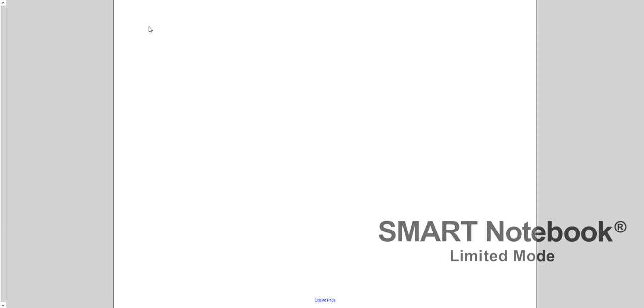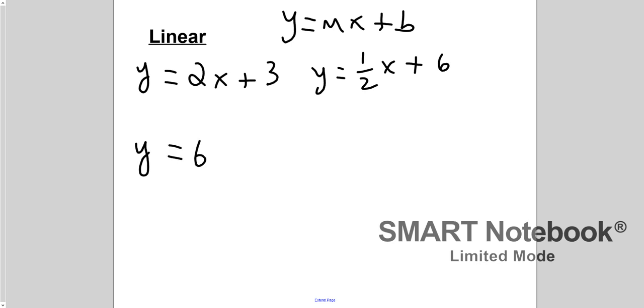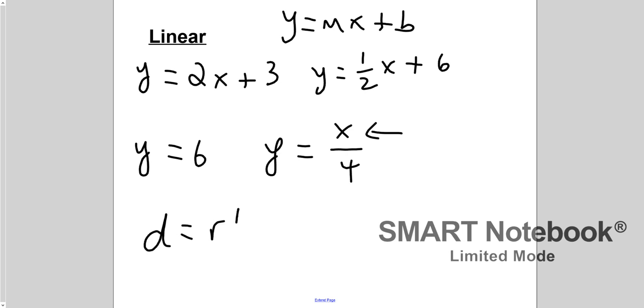Now here are some examples of equations that are linear that you can expect to see. So you might see things like, very straightforward, y equals 2x plus 3, y equals 1/2 x plus 6. Those are in slope-intercept form, y equals mx plus b. You might just see something like y equals 6. That is linear. That's still in slope-intercept form. You might see y equals x over 4. This one kind of looks like that other one we talked about, but since that's in the numerator, we're okay. You might see a formula like distance equals rate times time. That is linear. Nothing here breaking the rules.